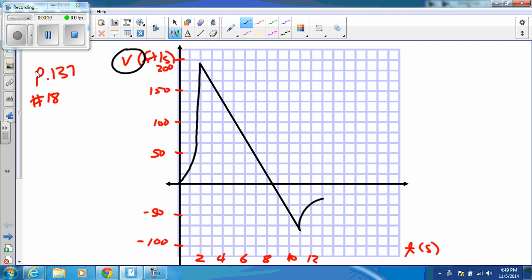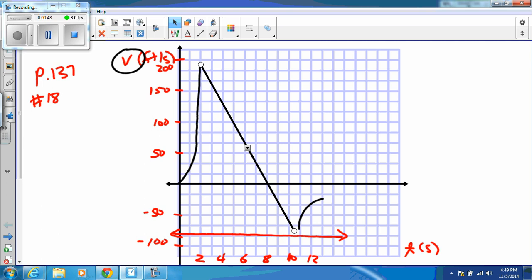Now, as always, when we're given a graph of velocity, the first thing that we're going to want to do is to make for ourselves a number line showing where the velocity is positive and where it is negative. I got to fix my graph just a little bit. There we go.